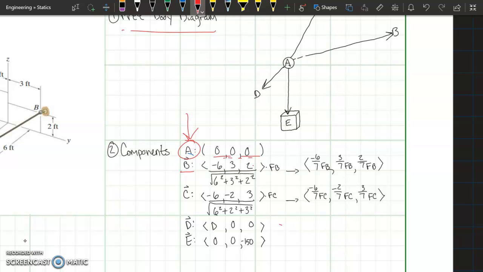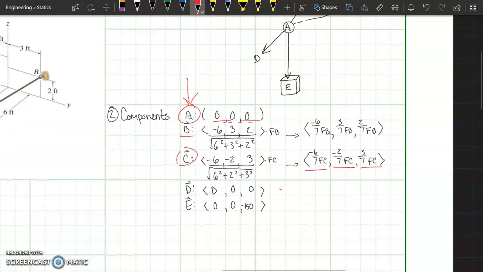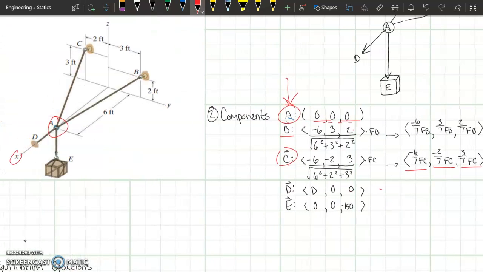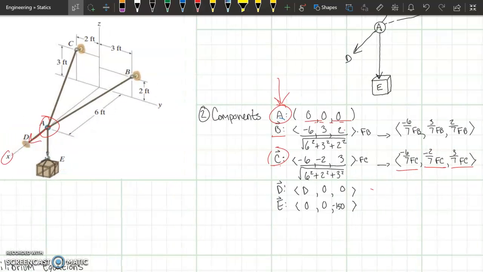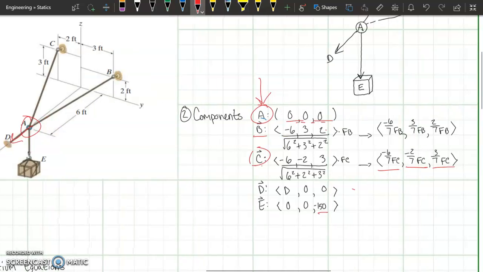I repeated this process for our C values, which final minus initial gave me -6, -2, and 3. I put those over the square root of their squares added together, which gave me -6/7 FC, -2/7 FC, and 3/7 FC. Since the D value only acts in the X direction and not in the Y or Z, its value is simply D, 0, 0. The same goes for the crate hanging in the tension of E. It's only acting in the Z direction, which is -150.